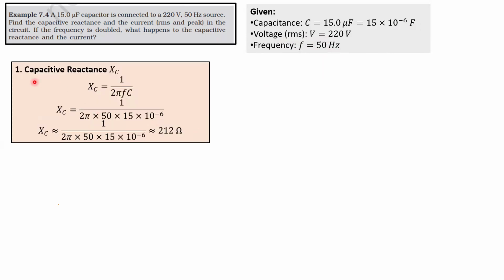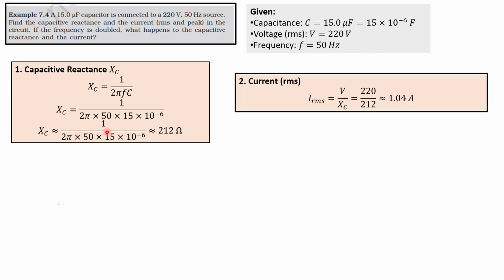First part. Capacitive reactance formula: Xc equal to 1 by omega C. Omega value is 2 pi F. So Xc becomes 1 by 2 pi F C. That is 1 by 2 pi, frequency 50, capacitance 15 into 10 to the power minus 6. If you simplify, you are getting nearly 212 ohm. Capacitive reactance is 212 ohm.